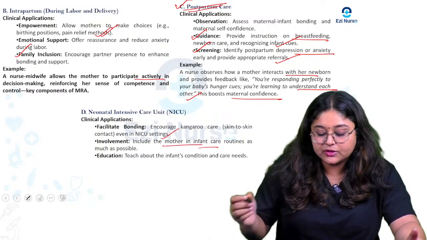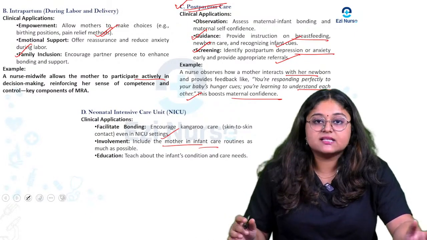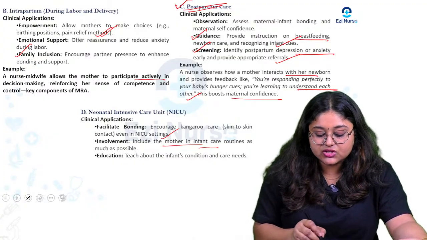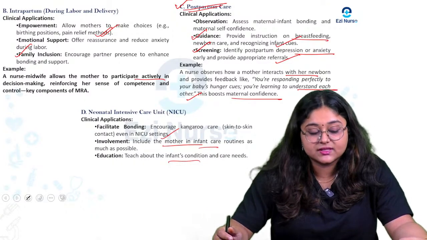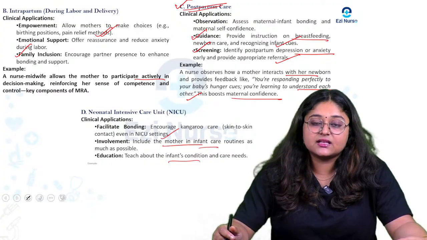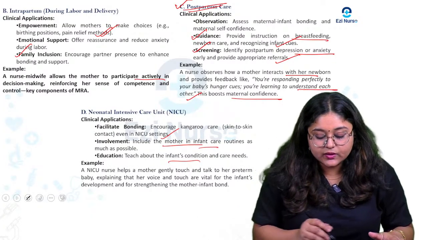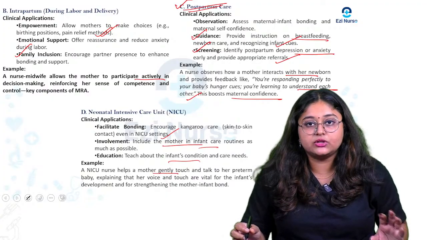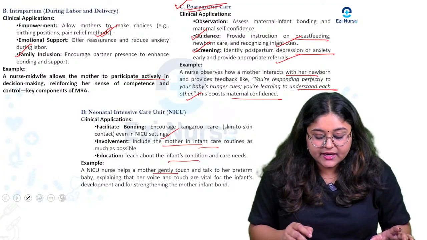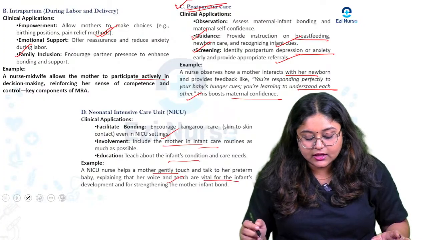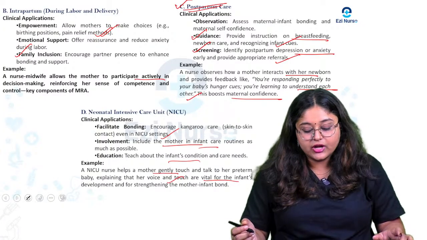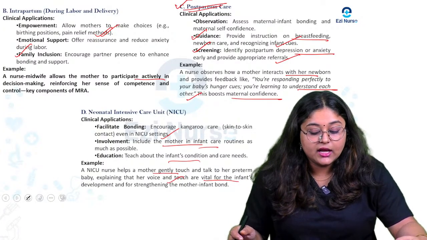Next is involvement. We have to involve the mother in the infant care routine as much as possible, and also education, like we have to teach about the infant's condition, care needs, as well as treatment procedures. Now come to the example. A NICU nurse helps the mother gently touch and talk to the preterm baby, explaining that her voice and touch are vital for the infant's development and for strengthening mother-infant bonding.